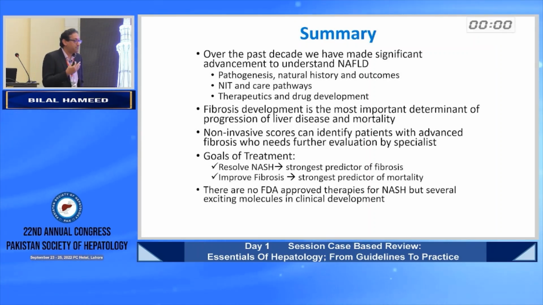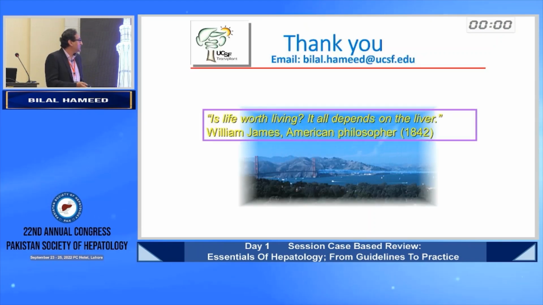But the goals of treatment remain the same. We need to resolve the NASH, which is the strongest predictor of fibrosis. We need to improve fibrosis, which is the strongest predictor of mortality. Although we don't have any FDA-approved therapy right now, the future is very bright. My hope is that in the next 1 to 2 years, we will have an FDA-approved medication for selected patients with NASH with advanced fibrosis. This is the end of my talk.